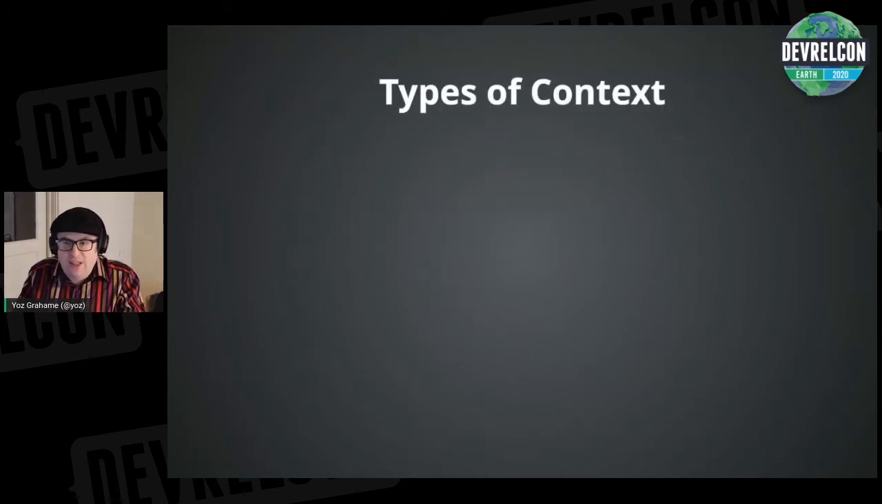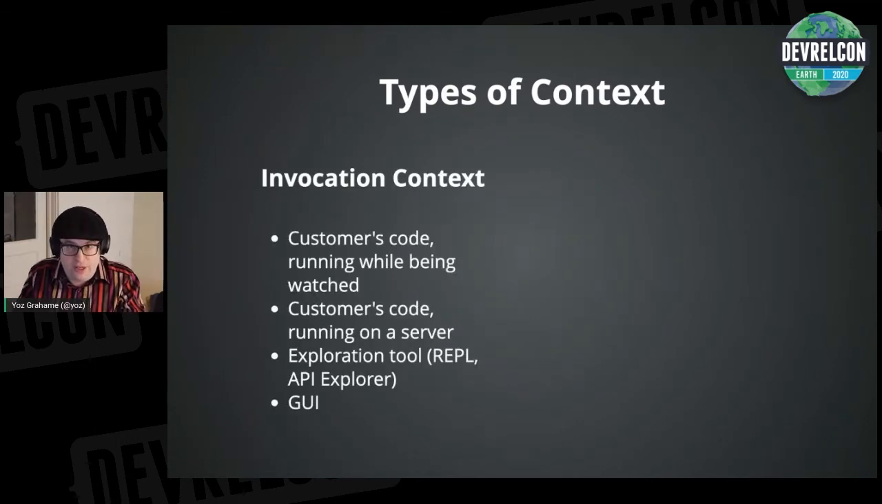So I've mentioned a couple of times context, taking context in error messages and being able to use that effectively. There's a couple of types of context that you should be aware of when designing error messages. The first is invocation context, right? What caused the problem? In what context was the error invoked? So it could be your customer's code. It could be running while being watched. The developer is running it in front of them, or more likely it's running on a server. It could be explored through an API explorer, or possibly even it's a GUI, right? Because a lot of these tools are being used through GUIs.